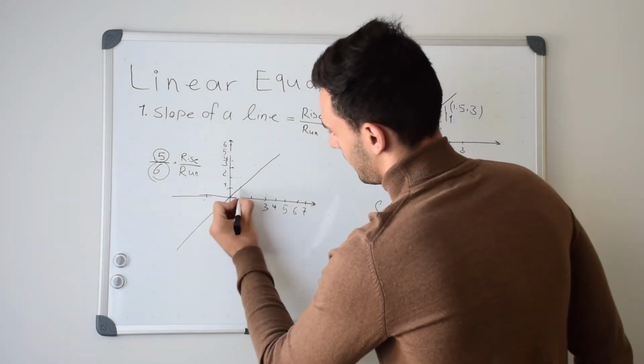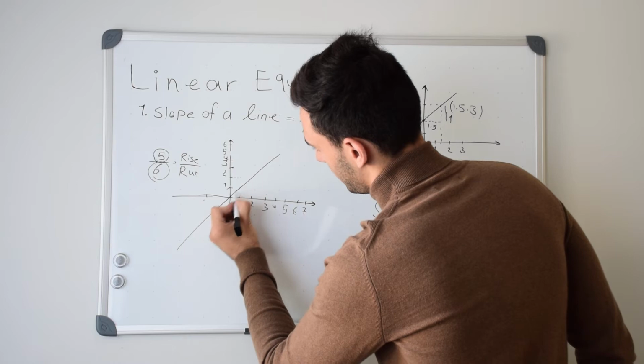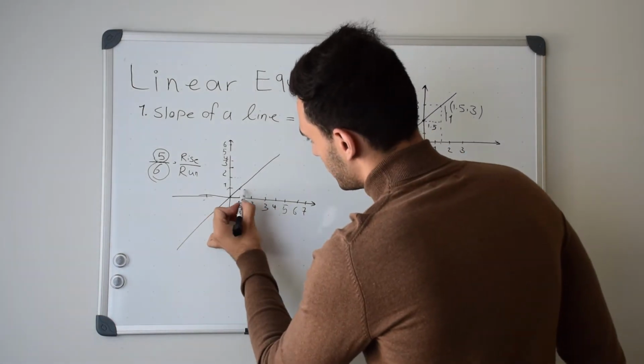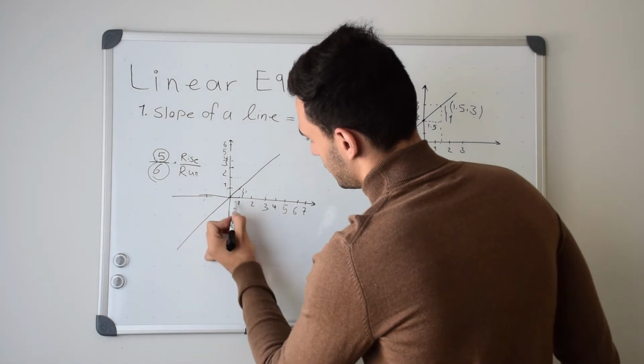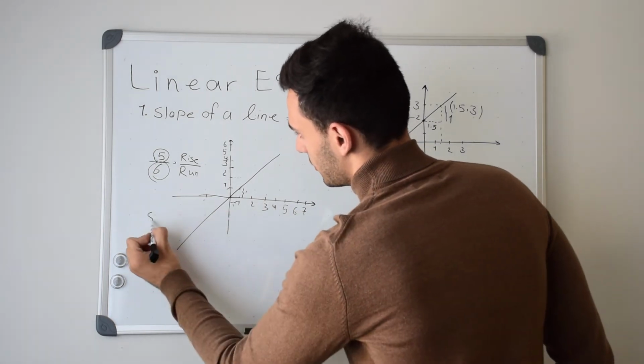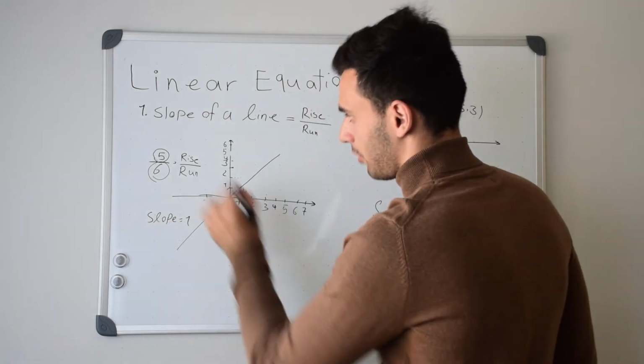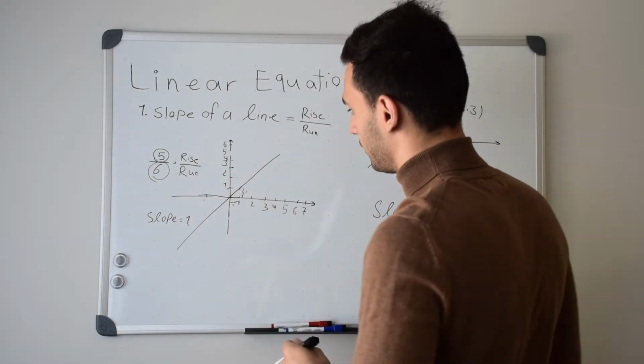So we have, let's say, talking about this segment from here to here. Okay? So what is the rise? 1. What is the run? 1. What is the slope? Rise over run. 1 divided by 1, right?